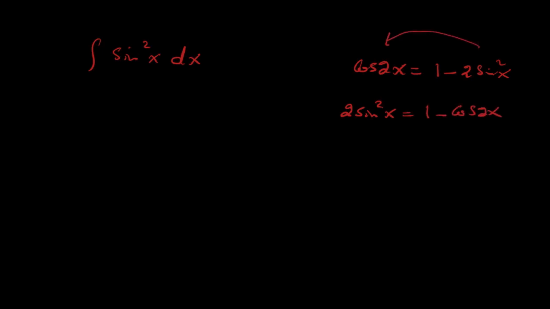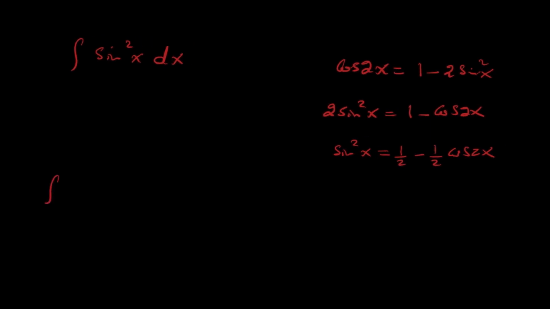Just switching. Move this here, it becomes plus because it is minus, and move this here, it becomes minus cosine 2x. And now divide by 2 all of the equation. It becomes sine squared x is going to be equal 1 over 2 minus 1 over 2 cosine 2x, and then we can replace it. So replace sine squared x, it becomes integral of 1 over 2 minus 1 over 2 cosine 2x dx.